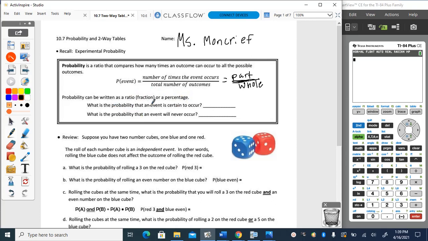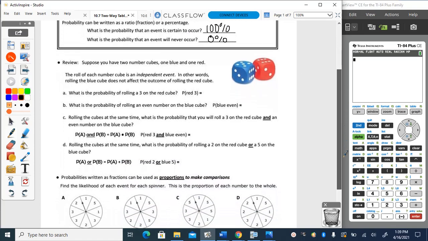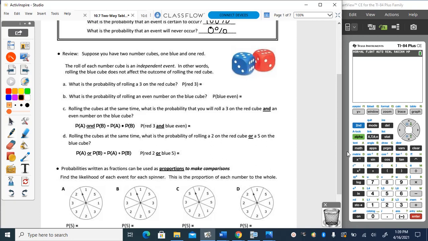So it says, what is the probability that an event is certain to occur? Think of weather. If it is certainly going to rain, if it's definitely going to rain that day, that is a 100% chance. So the probability would be 100%. Now, what is the probability that an event will never occur? That's like if it's definitely not going to rain at all today, ever. That would mean you have a 0% chance of rain, or a 0% probability.